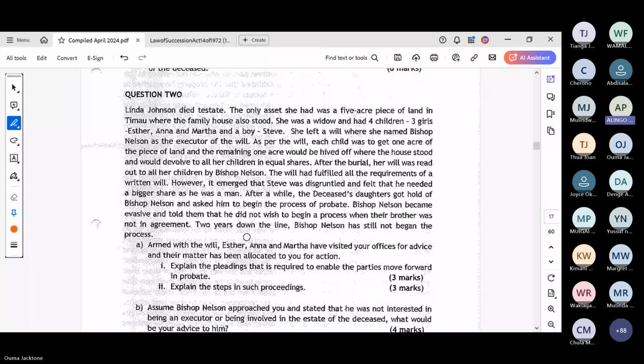Armed with the will, Esther, Anna, and Martha have visited your offices for advice, and their matter has been allocated to you for action. 1. Explain the pleadings that are required to enable the parties move forward in probate. As you do that, explain the steps in such proceedings. So what are the pleadings here? And what are the steps?